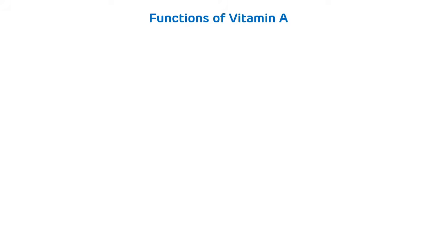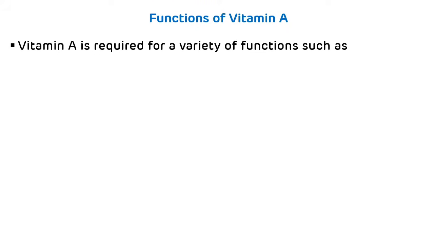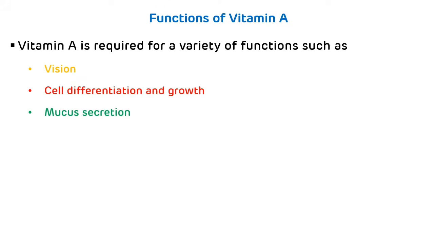Now, functions of vitamin A. Vitamin A is required for a variety of biochemical functions, such as first for vision, second for cell differentiation and growth, third for mucus secretion, and fourth for the maintenance of epithelial cells. So these are the various functions of vitamin A.